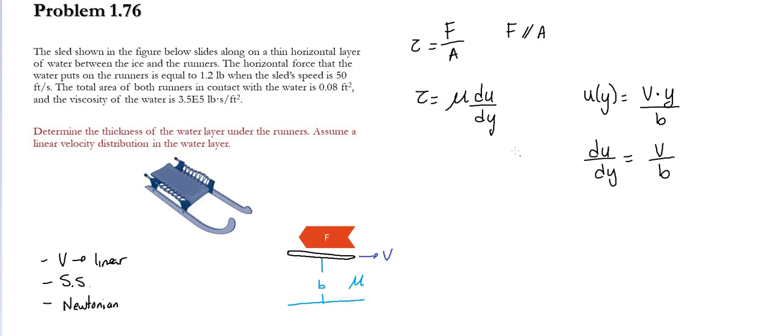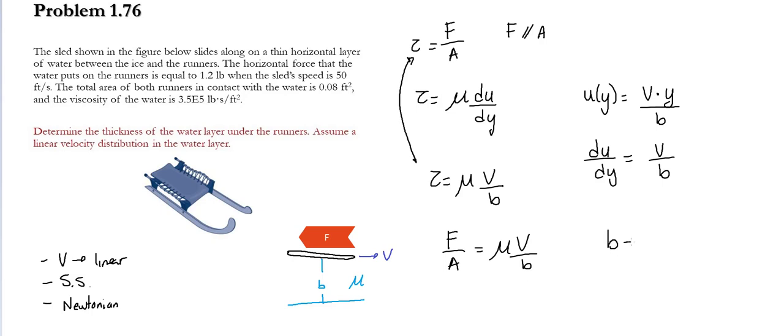So now we're going to relate this to the shear stress. We're going to replace this so that tau is equal to mu times velocity divided by b. And we're going to join these two equations and make them equal to each other. Okay, so the force divided by the area is equal to mu times velocity divided by b. We have all the information, and what we're looking for is b. So b becomes simply mu v divided by force times the area. Okay, so that's the relationship to calculate the distance b, which is the space between the sled and the ice.